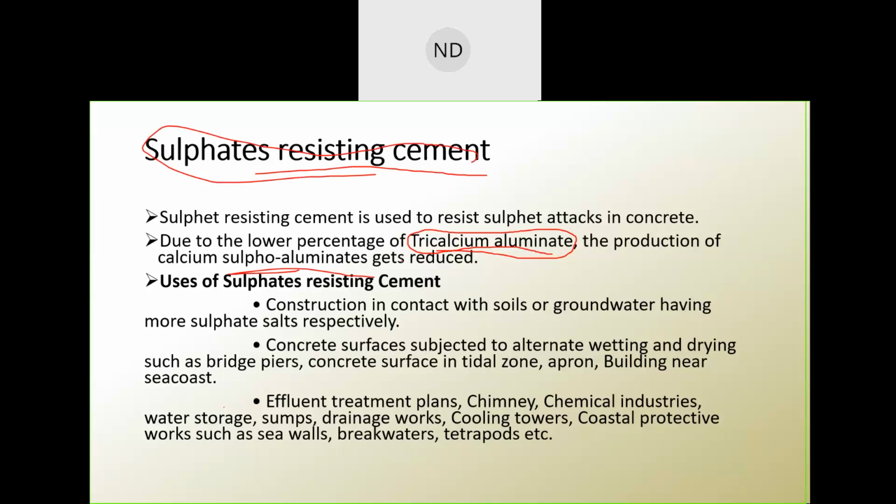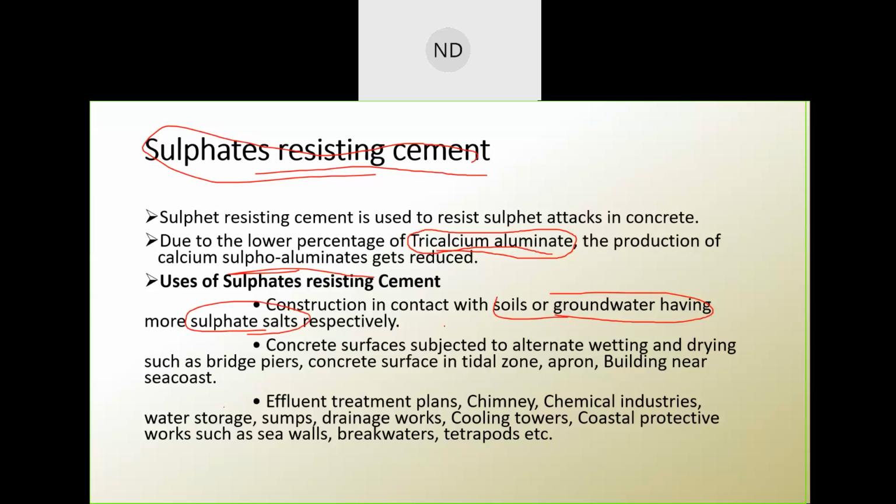Okay, why is this sulfate resisting cement used, and where is it used? Construction in contact with soil or groundwater having more sulfate. Because sometimes at some places you may have to construct some structure, small or big, whatever it is, where you will have to deal with groundwater or soils where you have sulfate salts, and these will obviously attack your foundation.